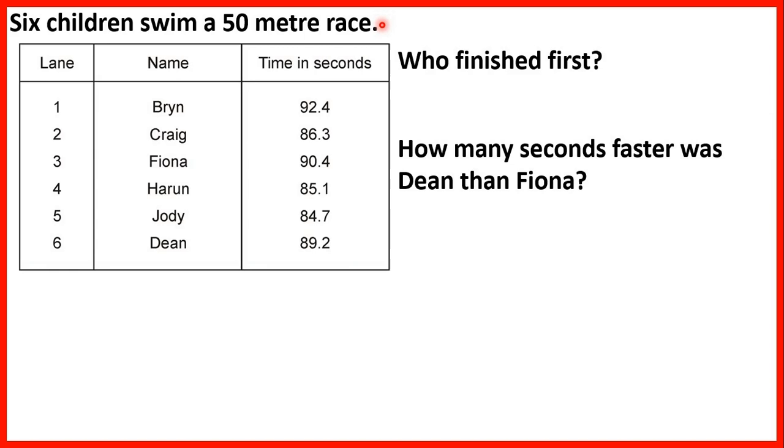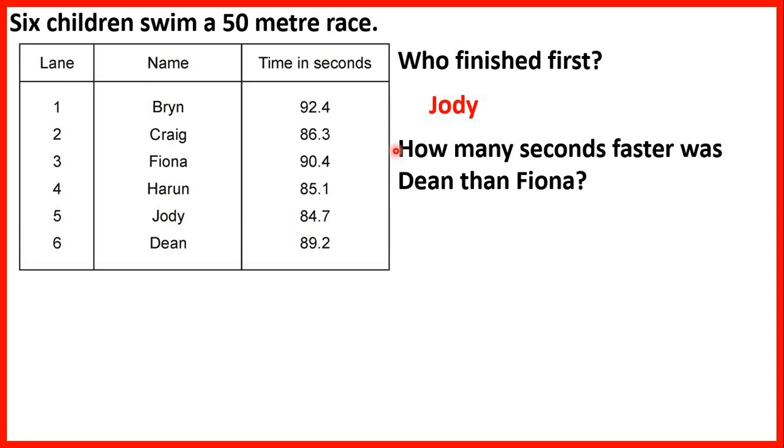6 children swim a 50-metre race. Who finished first? Now remember, the person who finished first will be the person who completed the race in the shortest time. So here we can see we've got 4 numbers with 8 tens, so if we look at our ones digit, we have 6, 5, 4 and 9. So this person with 84.7 will have finished first, and if we look across, we can see that that's Jodie.